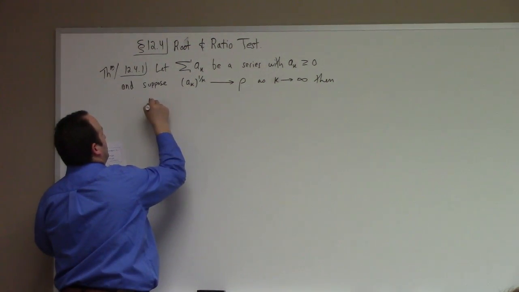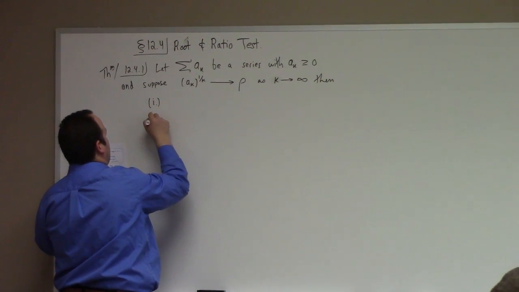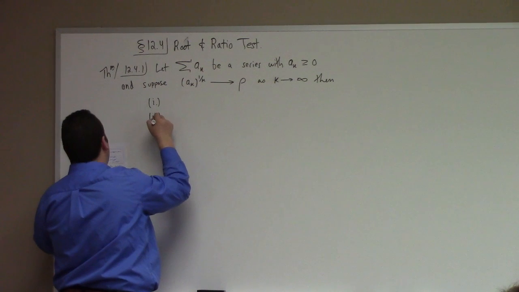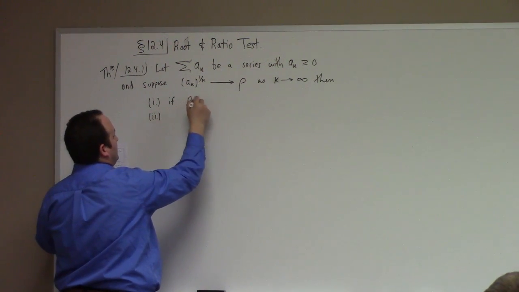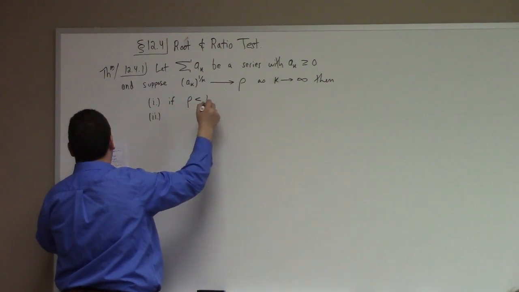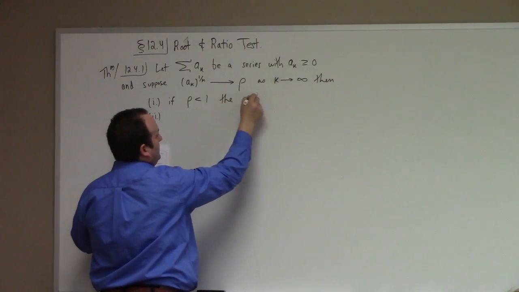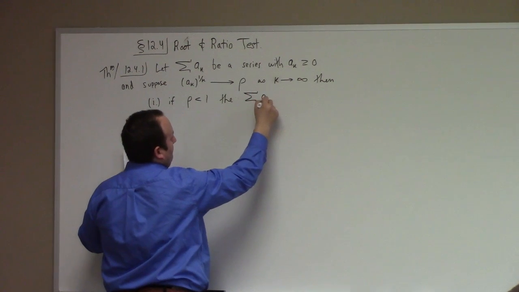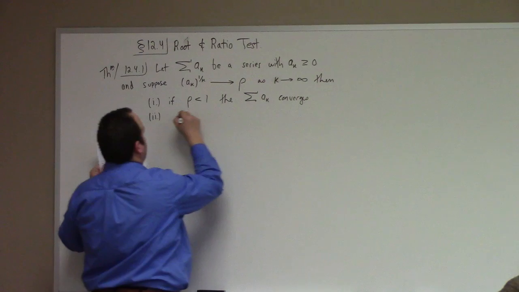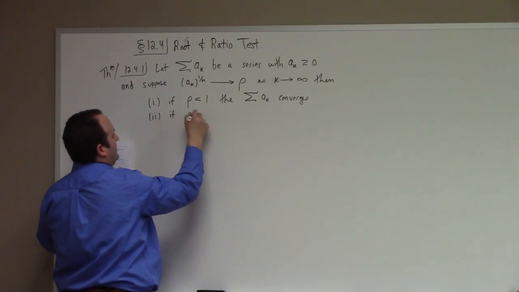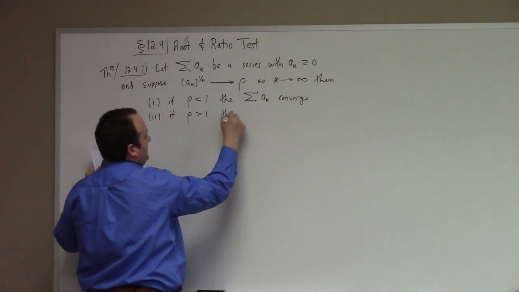three cases. Well, really two cases. The third case, if you read a different book, might not be there. But it's nice for pedagogical reasons that it's there. If rho is less than 1, then the series converges. If the quantity rho is greater than 1, the series diverges.